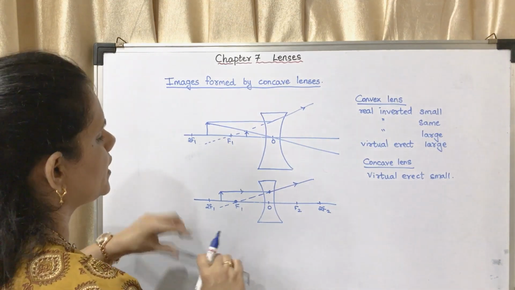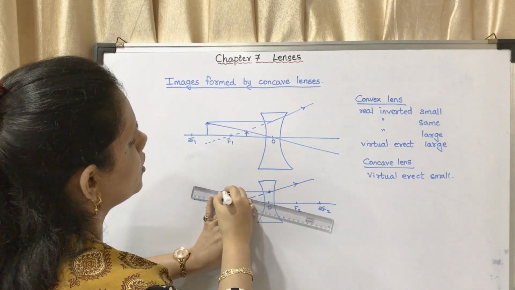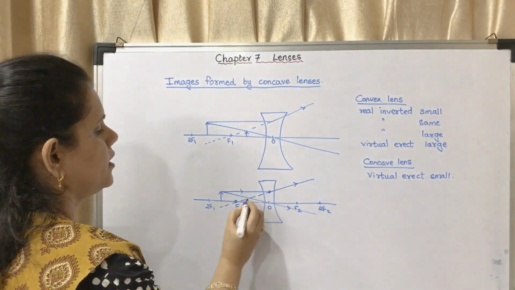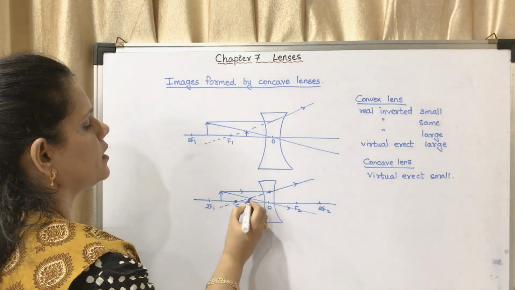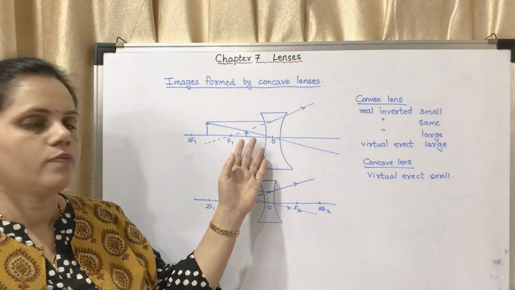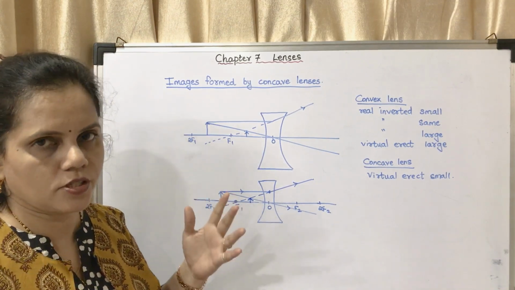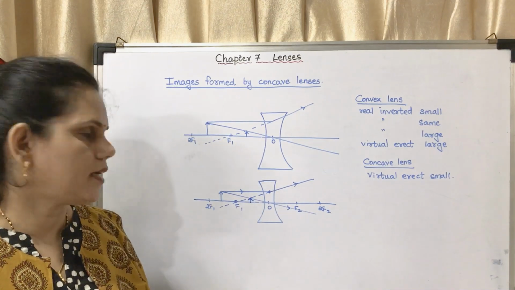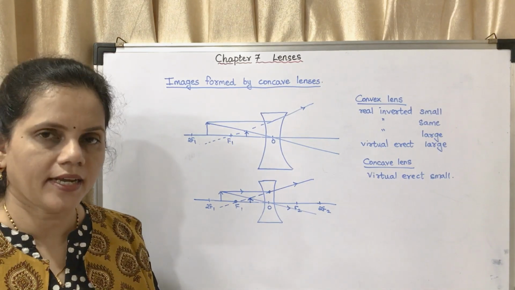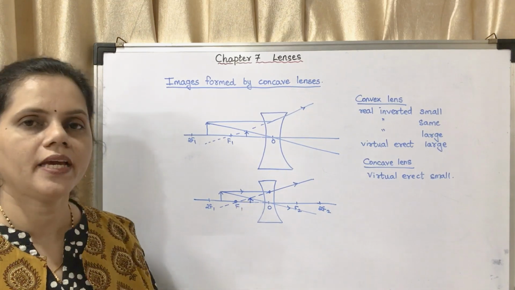The next ray is the ray which is passing through the optical center. The point where they meet, that will be your image. You may see now in this case, you may keep the object at any position. The image which you will be getting will be in between f1 and O. The image will be virtual and erect. That means it is on the same side as the object, and the image will be smaller.